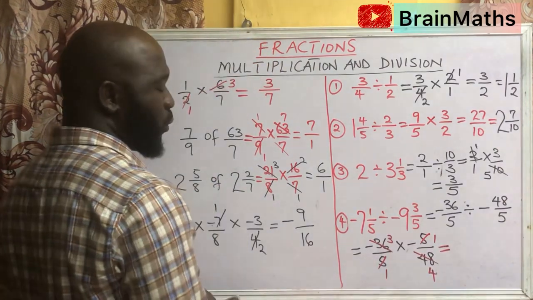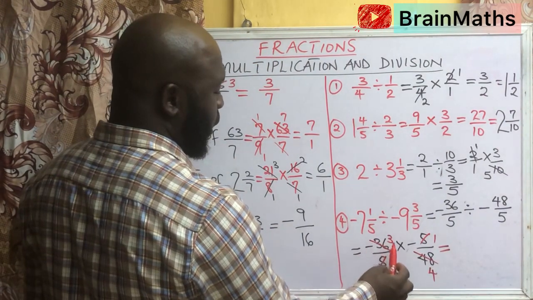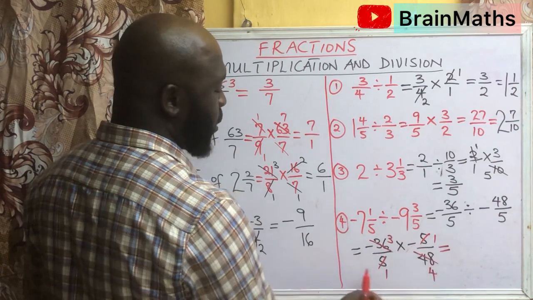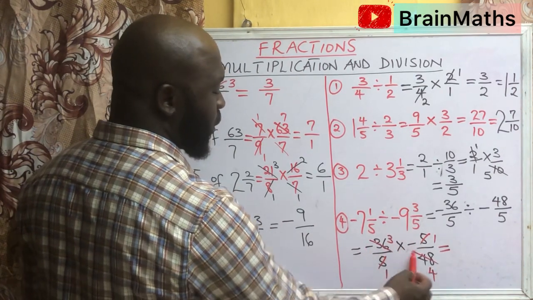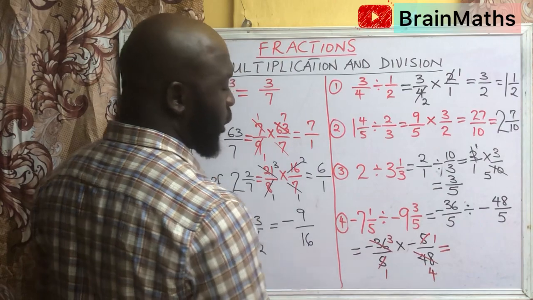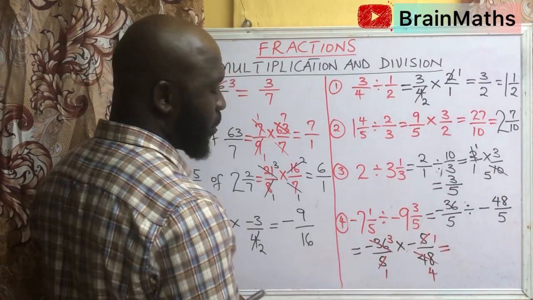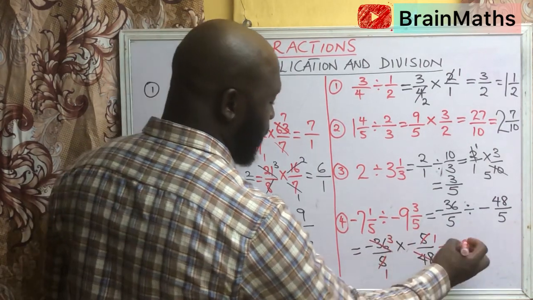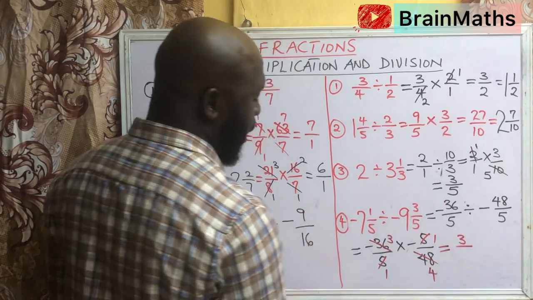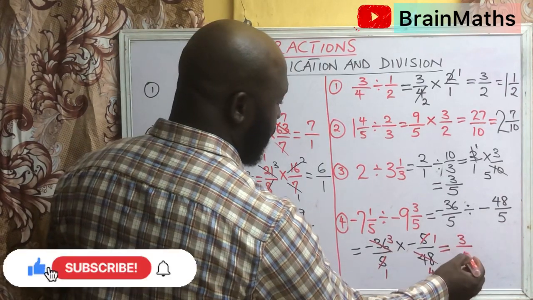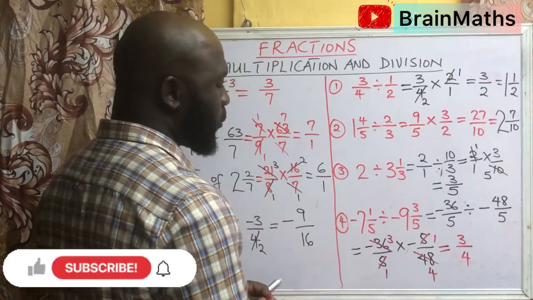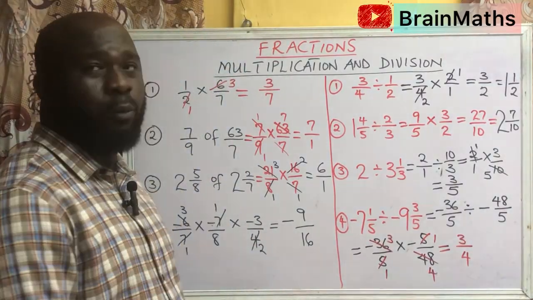So we are left with minus 3 times minus 1. So we take care of the signs firstly. Minus times minus will give us plus. So we don't need to write the plus. 3 times 1 is 3 over 1 times 4 is 4. And this is another kind of proper fraction.